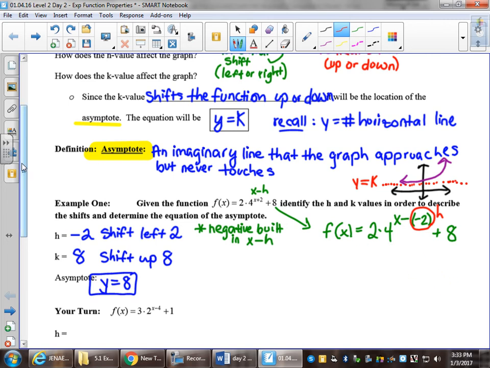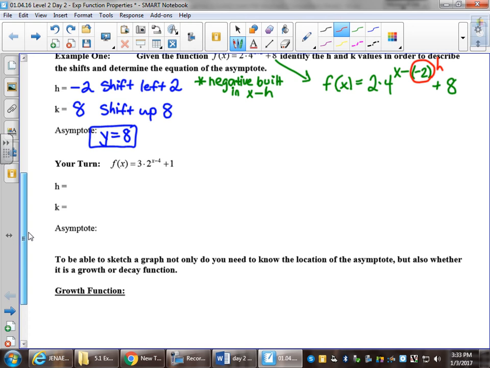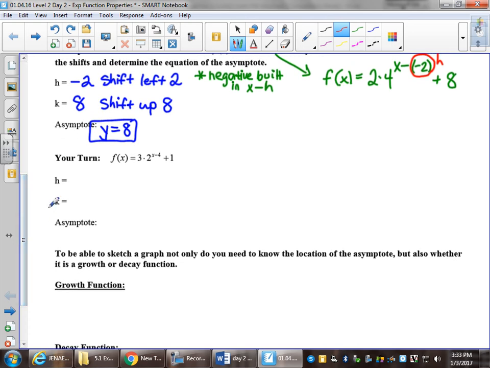So on your own, notice it says your turn. Go ahead and try this next one all by yourself. Try the your turn, and then we'll see what we've got. We'll compare our answers.